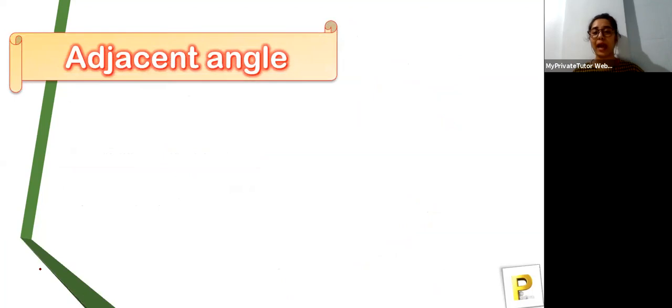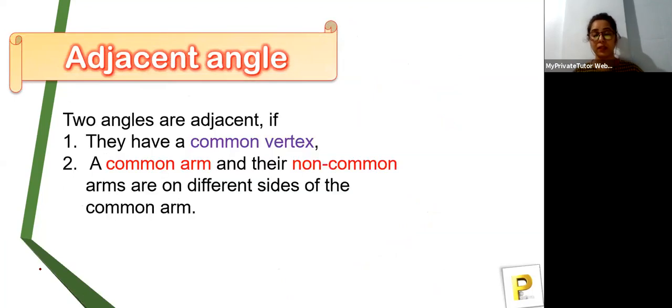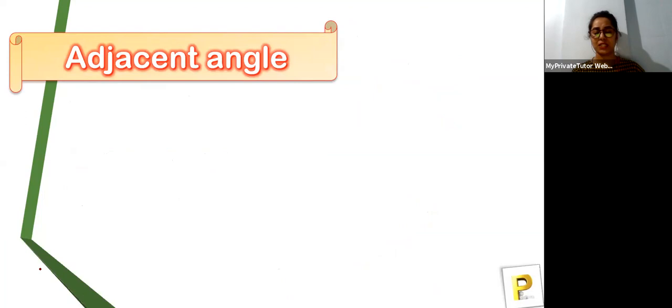Okay. So I hope everyone is clear till here: what are line, ray, then we have collinear points, non-collinear points, angles, types of angles, and then we did supplementary and complementary angles. So next we have adjacent angle. Now let's see what is an adjacent angle.